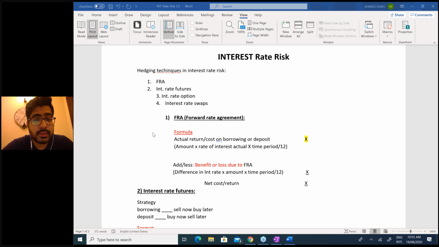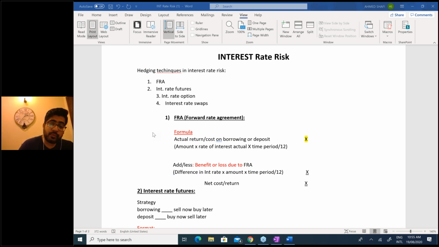Let's suppose you got a deposit case. What did you write above? Return on deposit. You wrote return on deposit in the highlighted area. Now you got benefit. So benefit increases return. Add it.